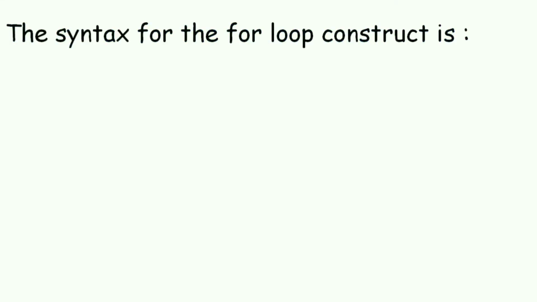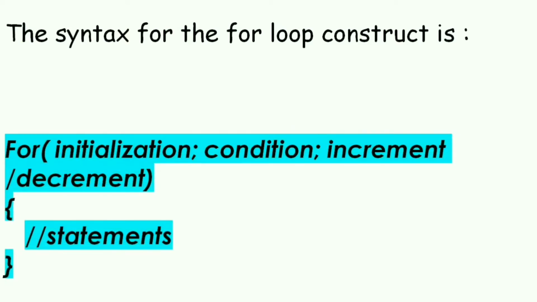The syntax for the for loop construct is: for, in the brackets, first initialization, second condition, third increment or decrement, then in the braces, the statements.